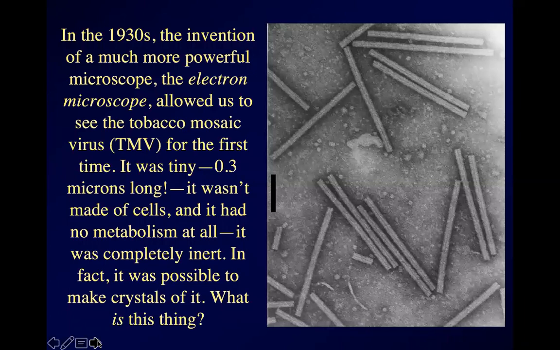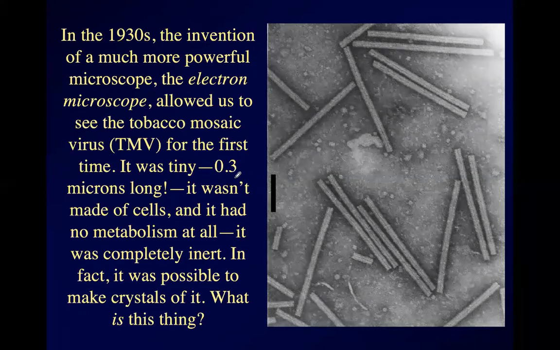By the 1930s, we developed microscopes that were powerful enough to get pictures of the tobacco mosaic virus for the first time. Remember, a micron is 1/millionth of a meter. The tiniest things you can see with a light microscope are 0.5 microns. A TMV particle is 0.3 microns long. It actually looks like a tiny cigarette, which is funny to think that tobacco gets sick from cigarettes. I don't know, kind of cute.